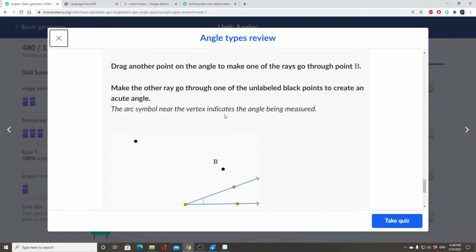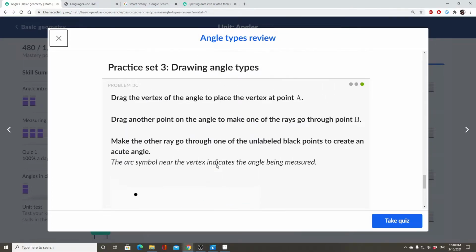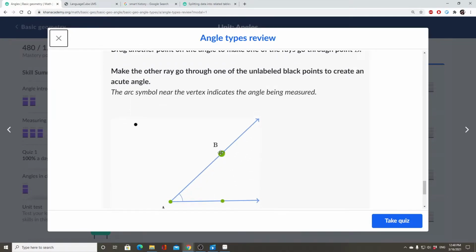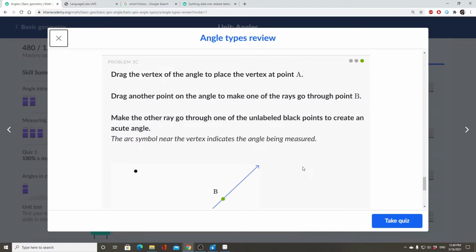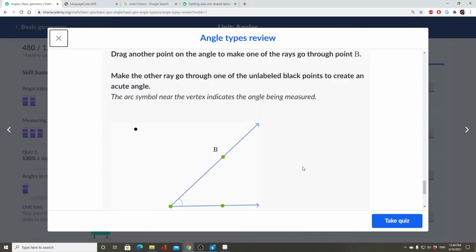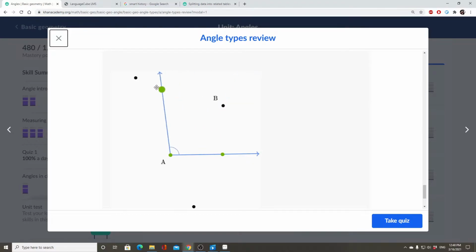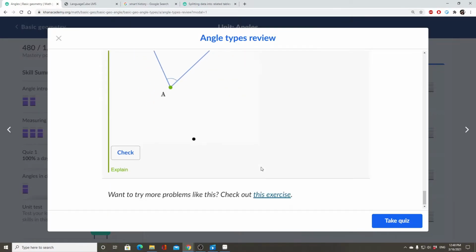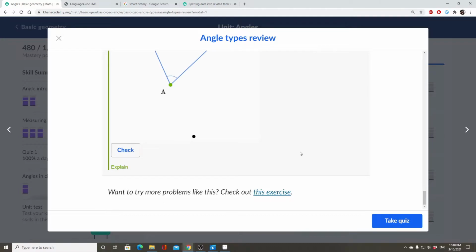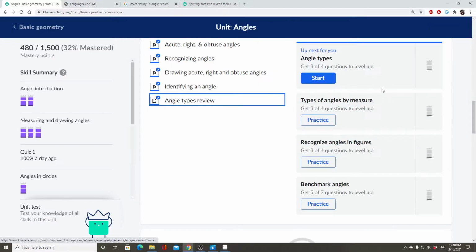Okay. And then the next one. Drag the vertex to point A. Let's do that first. And drag another point on the angle to make one of the rays go through point B. There we go. Make the other ray go to the unlabeled points to make an acute angle. Okay, it's probably this one, right? Okay, there. That's acute, yeah. Acute little angle. There we go. Okay, good. Yeah, simple. And that's it.